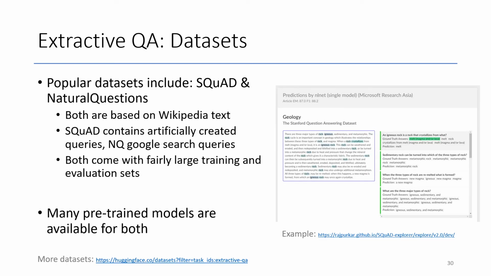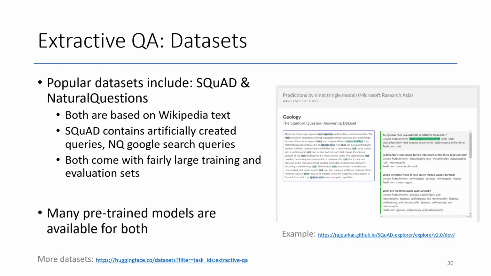There are a lot of datasets for extractive QA now. Popular datasets are SQuAD and Natural Questions, and both are based on Wikipedia text. Where SQuAD contains artificially created queries based on a given passage, the Natural Questions set actually includes Google search queries that have been asked by real users. Both come with fairly large training and evaluation sets, and many pre-trained models are available on the HuggingFace Model Hub.